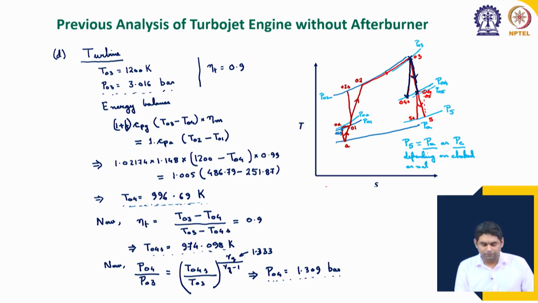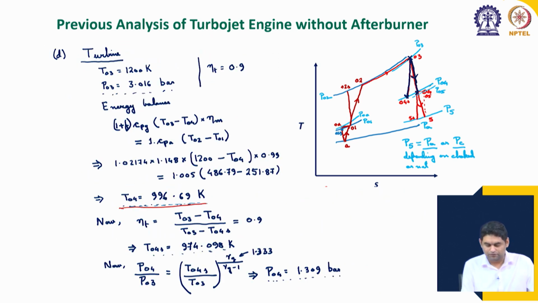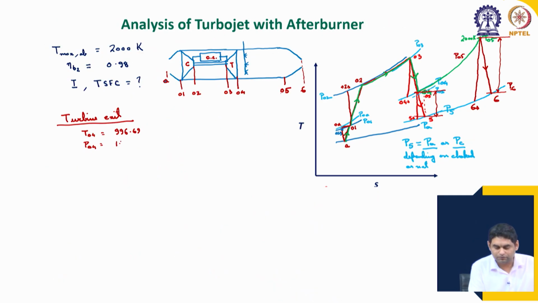So, T04 from here we know is 996.69 Kelvin, and P04 we have also calculated as 1.309 bar. Considering the isentropic efficiency, this was derived. Now, what is the next step? We already know that. So, now we will do the calculation for the afterburner.